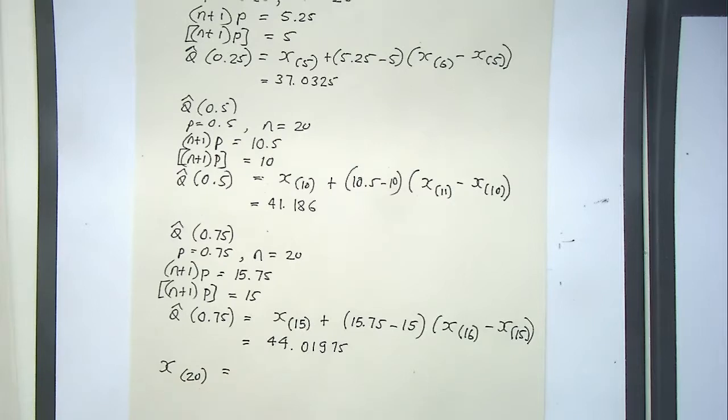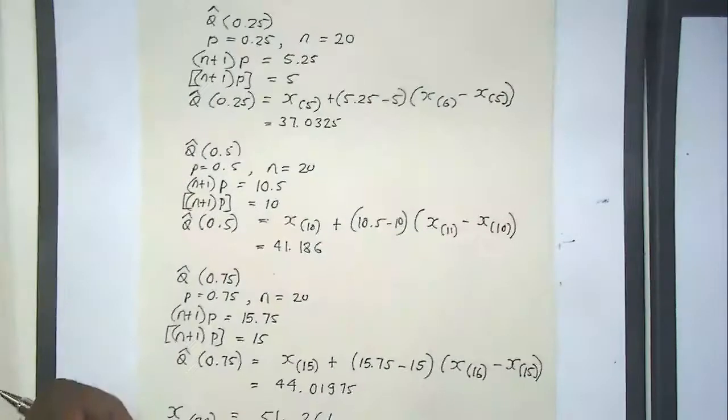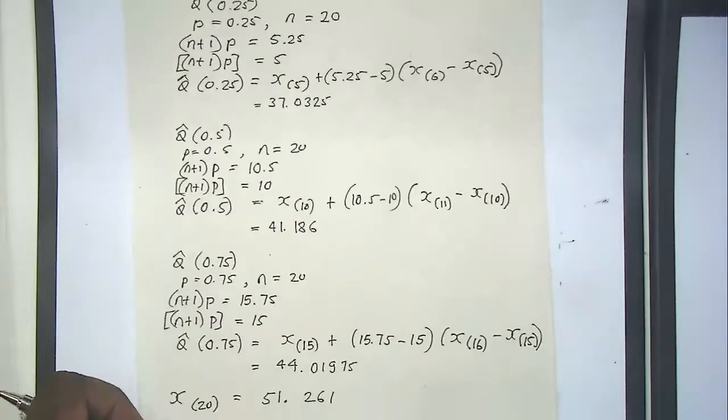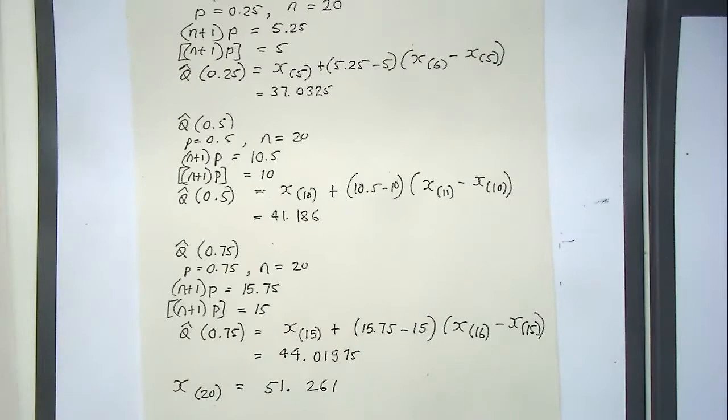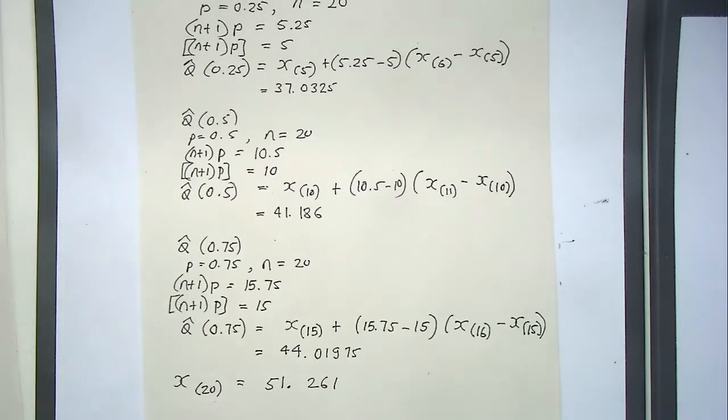largest data point, which is 51.261. So this is how. If somebody asks you to give a 5-number summary, this is what you need to do, right? You need to compute these 5 things, right? The second part of the question is to calculate the sample mean and the standard deviation.